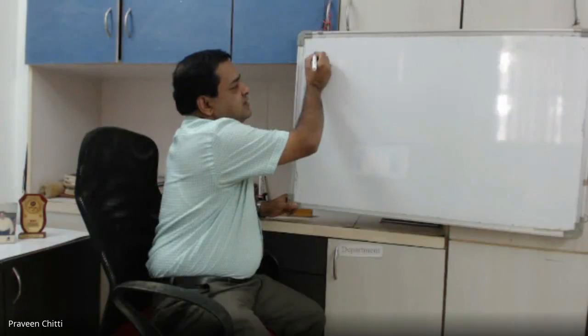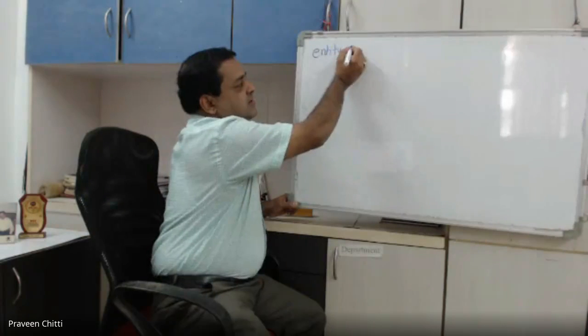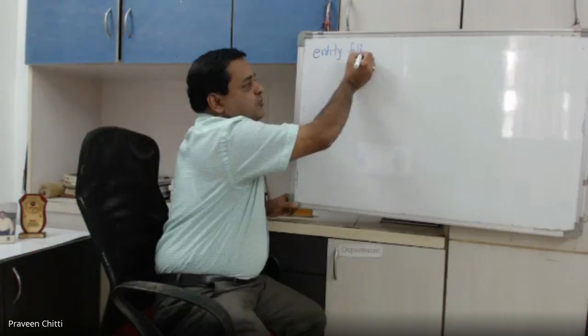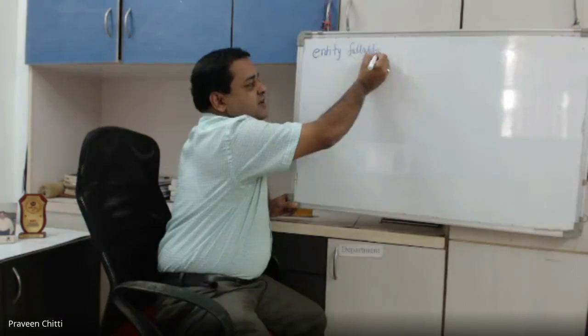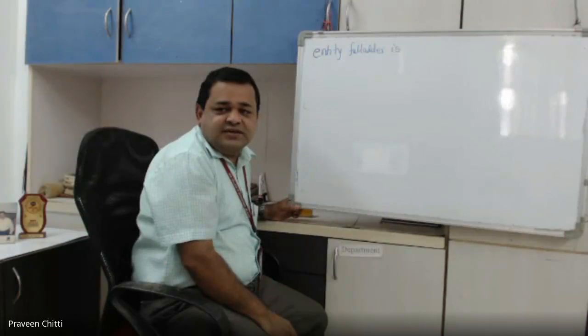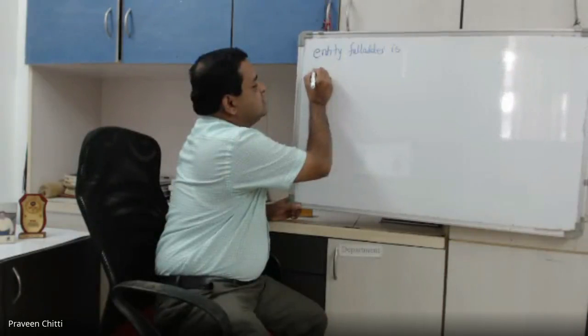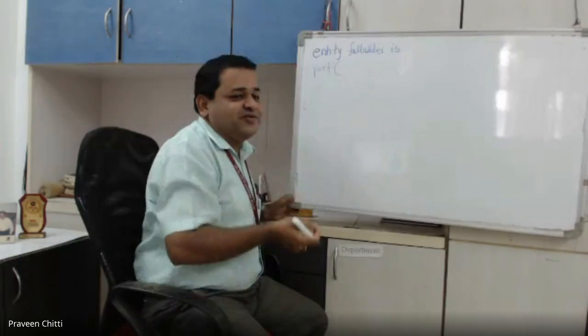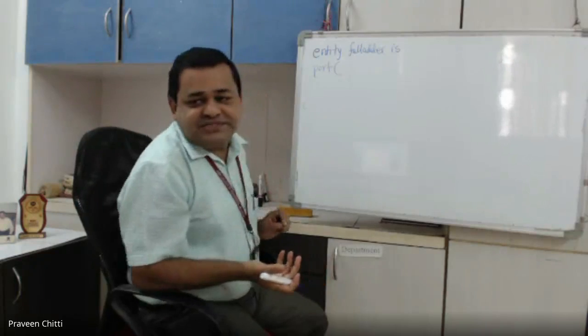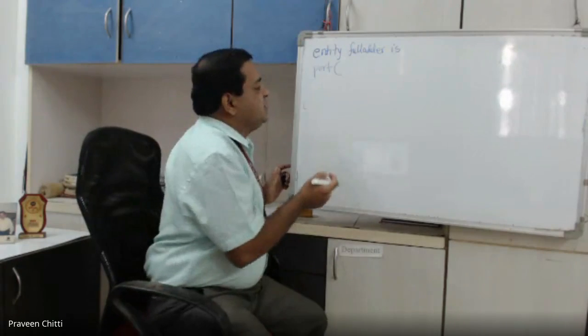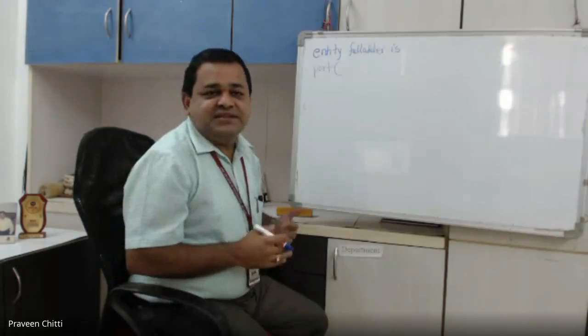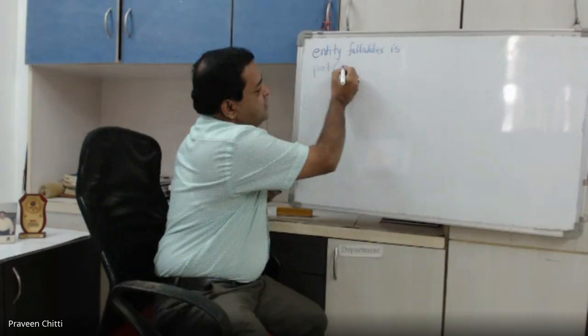A VHDL program should always start with the keyword what? Entity. So I should write entity, then some name. What name will I give? Full adder. Entity full adder is port. Next, what should I write? Port, then the inputs. Whatever inputs you have shown there, X, Y, C in, or we can write A, B, C also. If I don't want to type X, Y, C in and sum and C out, if you want to write A, B, C, no issue.